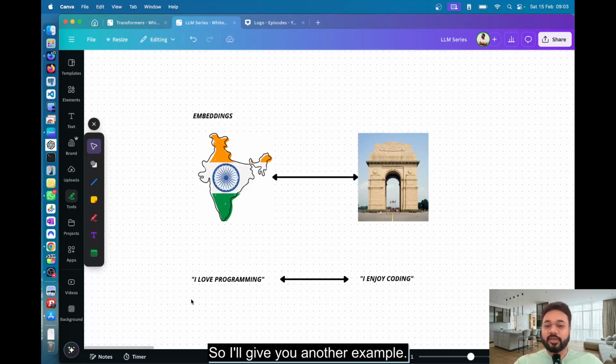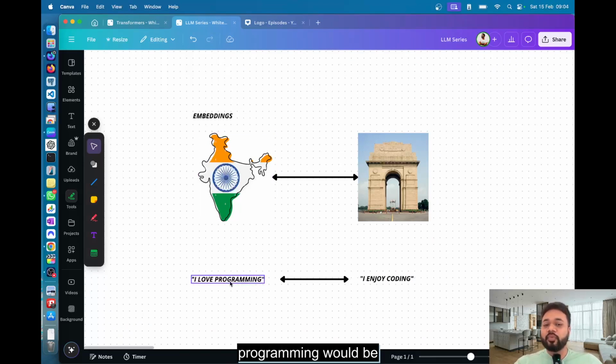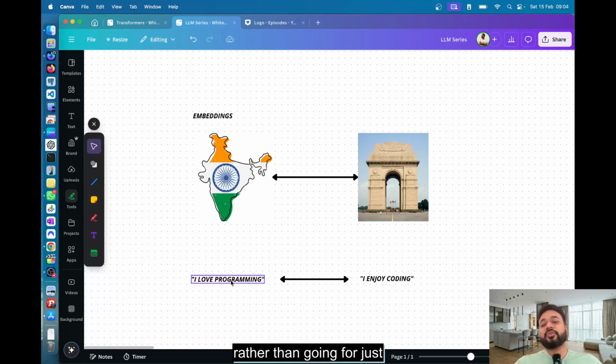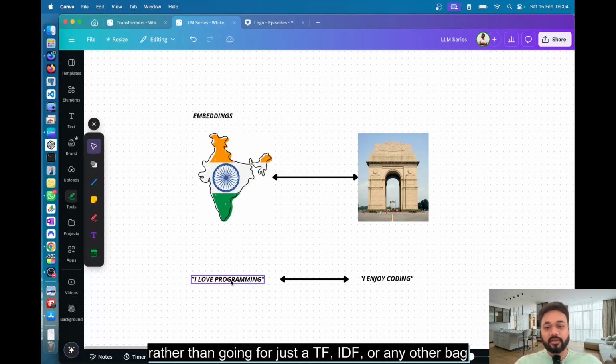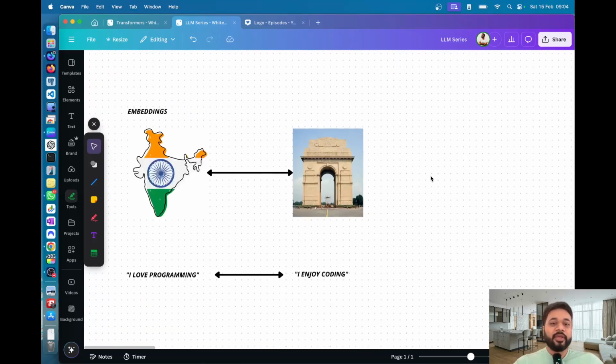So I'll give you another example. In TF-IDF or word count models, if I say I love programming and I enjoy coding, these two sentences will not be entirely correlated. But now in the vector space, or in the embeddings, what's going to happen is programming would be very close to coding, and enjoy would be very close to love, right? Because these are similar words. So this is where you see that embeddings have a better representation of the words rather than going for just TF-IDF or any other bag of words kind of model, right? So that's where these embeddings excel.